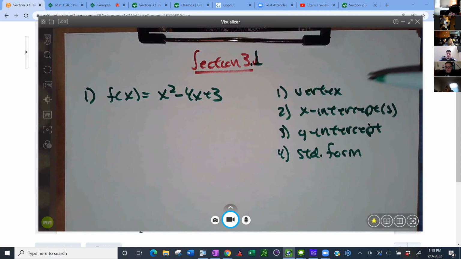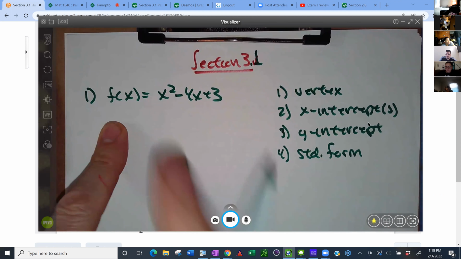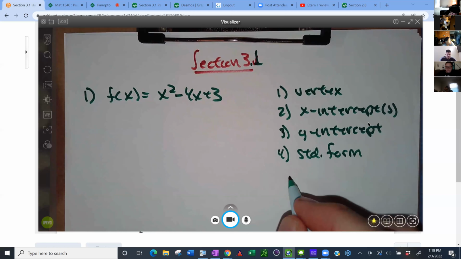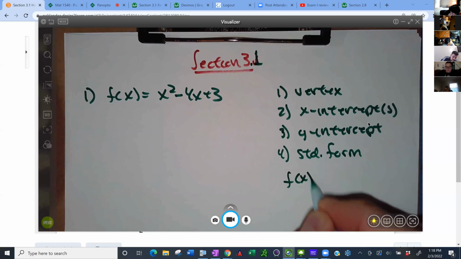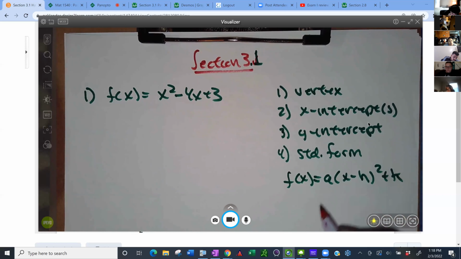Typically, and most importantly, I want you to find the vertex. Now I'm going to show you a couple ways to find the vertex. One good way is if you can put your polynomial, that is your parabola, into standard form: a times (x minus h) squared plus k. If you can write it like this, then your vertex is something you can just read off. It's (h, k). Beautiful. That's if you get it in this form.